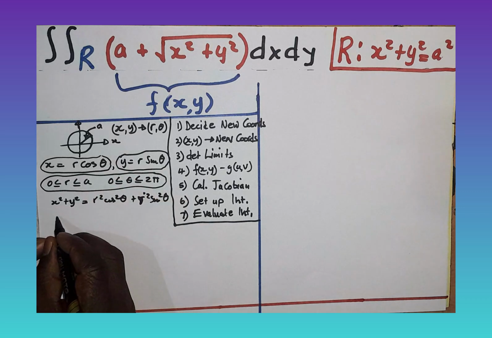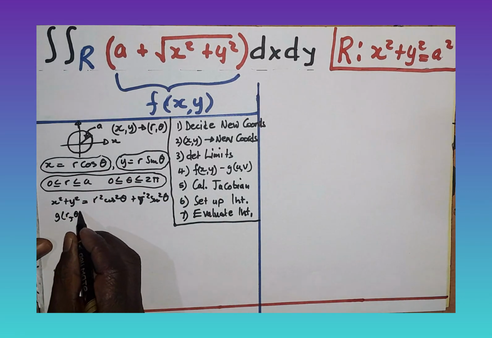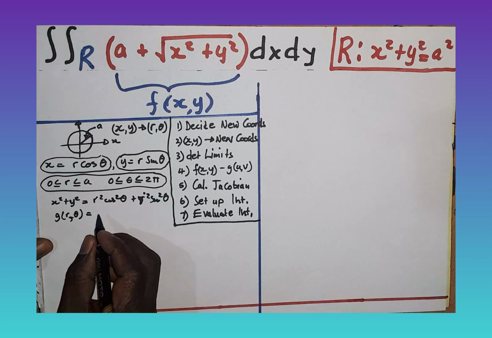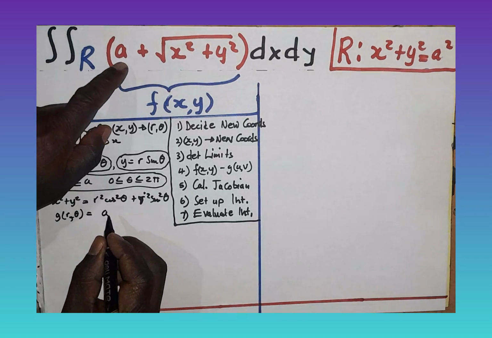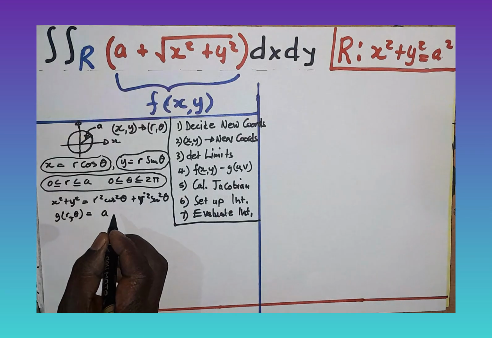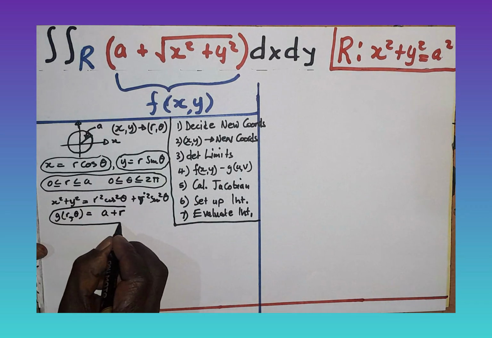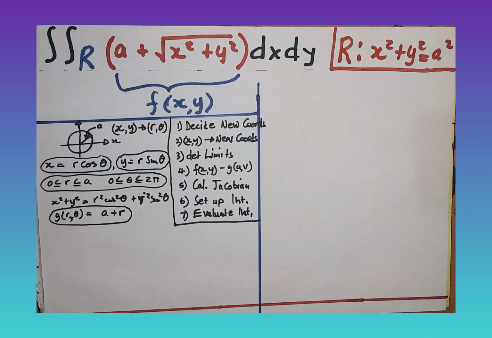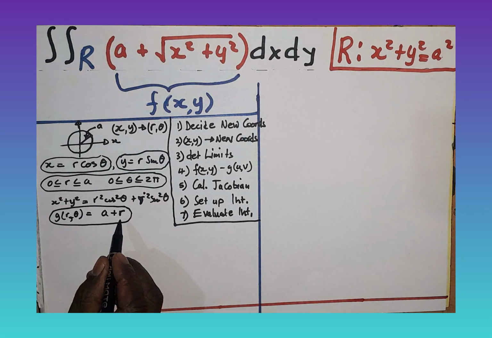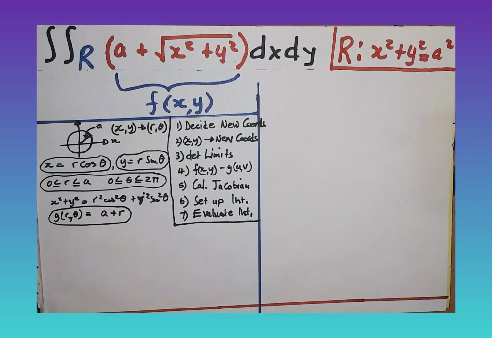So our g of r theta becomes a here, plus what's inside the square root sign is r squared, so it simply becomes r. So g of r theta is equal to a plus r. So here we're going to replace it with this.